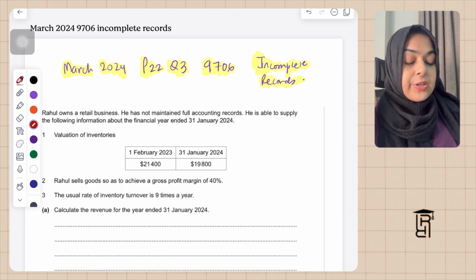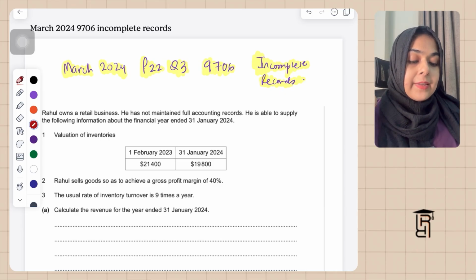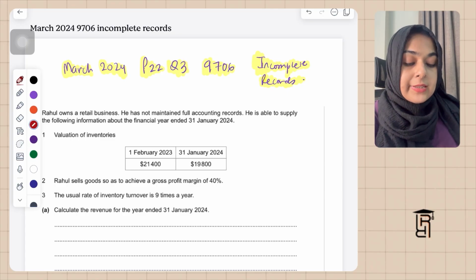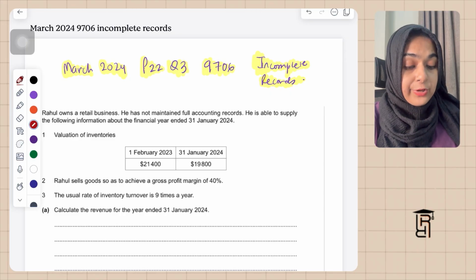This particular question is from AS Level Accounting, and this is a question on incomplete records. The question says Rahul owns a retail business. He has not maintained full accounting records. He is able to supply the following information about the financial year ended 31st January 2024.